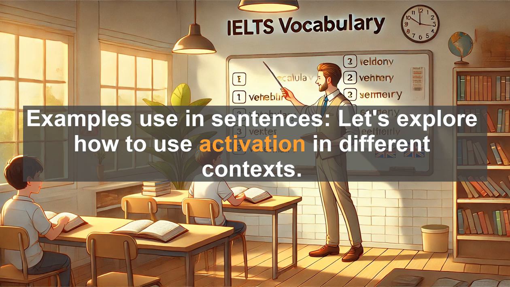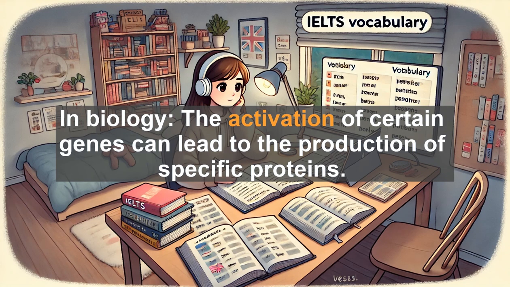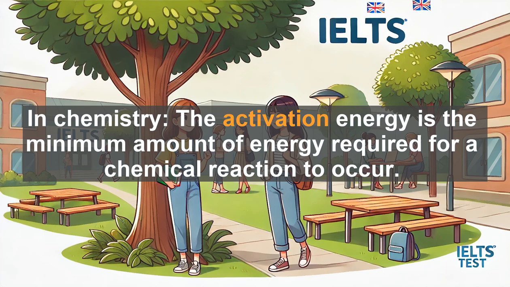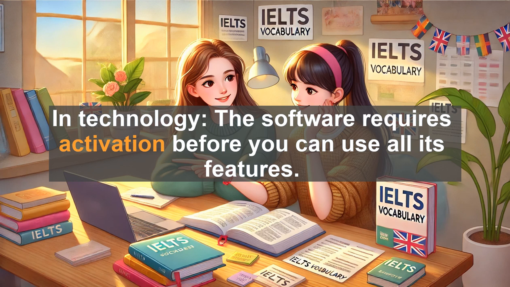Examples used in sentences. Let's explore how to use activation in different contexts. In biology, the activation of certain genes can lead to the production of specific proteins. In chemistry, the activation energy is the minimum amount of energy required for a chemical reaction to occur. In technology, the software requires activation before you can use all its features.